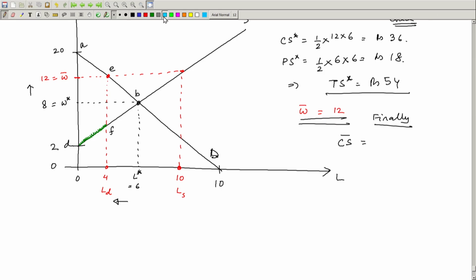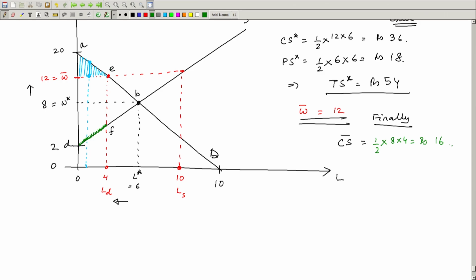So, take a particular labor hour. For this particular labor hour, the willingness to pay is this much, what the firm actually pays is this amount. So, this is the gain to the firm from that particular unit, and if I aggregate all the gains between the 0th unit till the LDth unit, the consumer surplus is going to be 1/2 times the base of the triangle, which is equal to 4, times the height, which is 20 minus 12. So, that is 8 times 4, which is rupees 16.